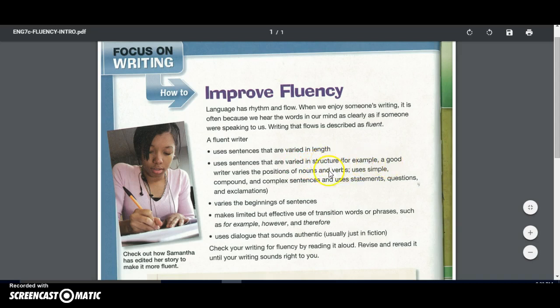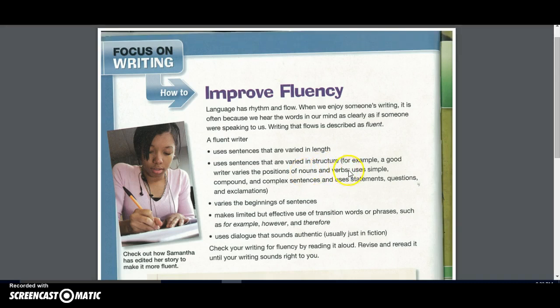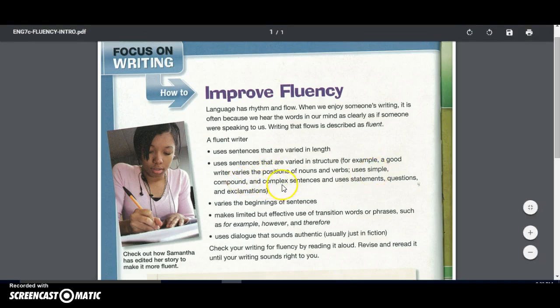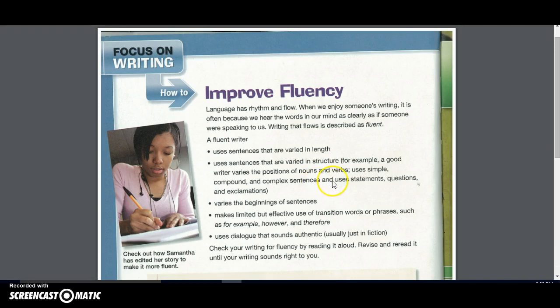For example, a good writer varies the positions of nouns and verbs. So a noun, remember, is a person, a place, or a thing. And verbs are actions. So sometimes you could put the action first, or sometimes you could put the thing first. A fluent writer uses simple, compound, and complex sentences. Do you remember what those are? If not, we're going to review them next. A fluent writer also uses statements. So, I did something. Questions, you know what a question is, and an exclamation is with an exclamation mark at the end, something you're trying to emphasize.